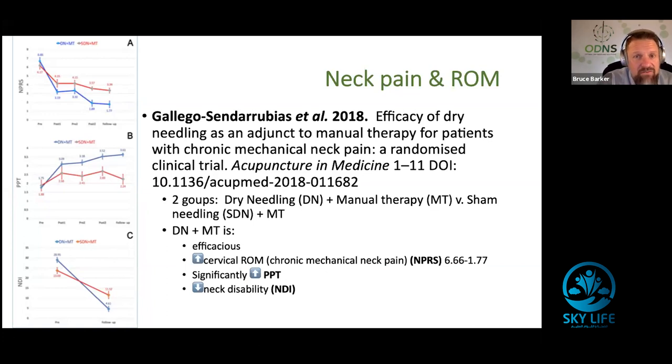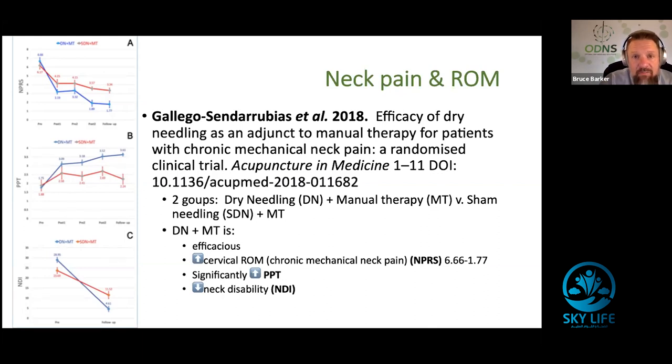The patients themselves said, I feel much better. The neck disability index scores were significantly different. Note that the starting point of NDI was much higher in the needling group than it was in the sham group, and still it showed a great difference. So that's a win, hey?